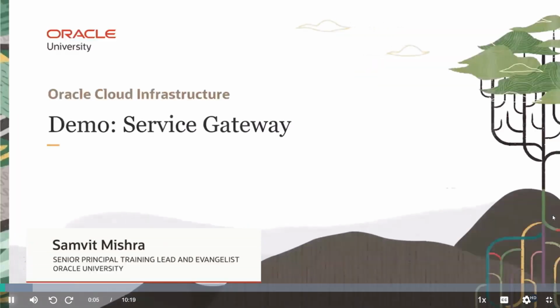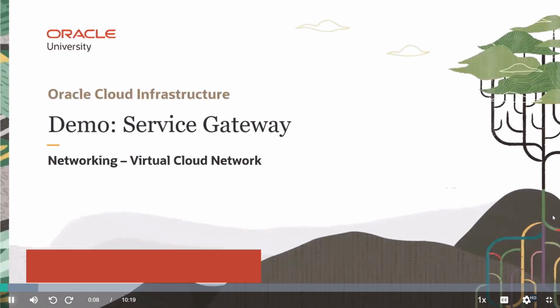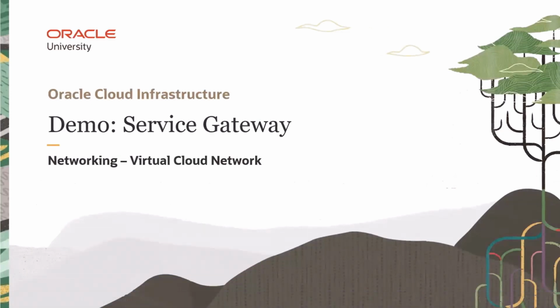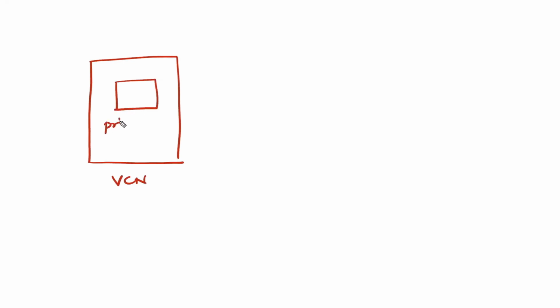Welcome to this demonstration on Service Gateway. Let me walk through a scenario that we are going to cover in this demonstration. So I'm going to have a VCN. Inside the VCN, there will be a private subnet. And inside the private subnet, there is going to be a virtual machine instance. And this virtual machine instance, keep in mind, is inside the private subnet. So it will just have the private IP address.